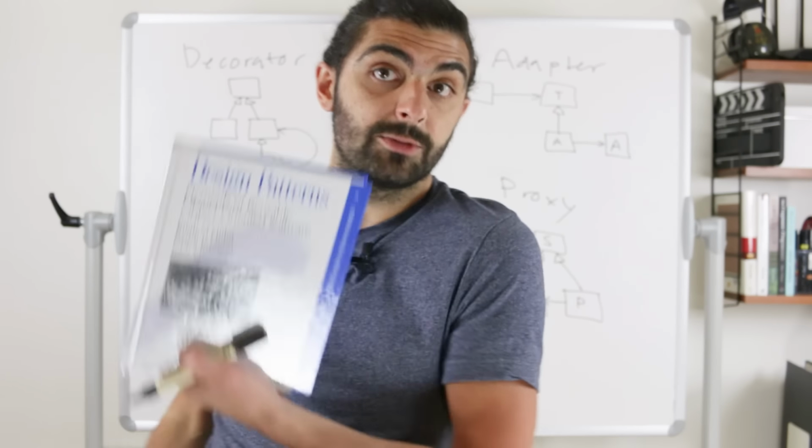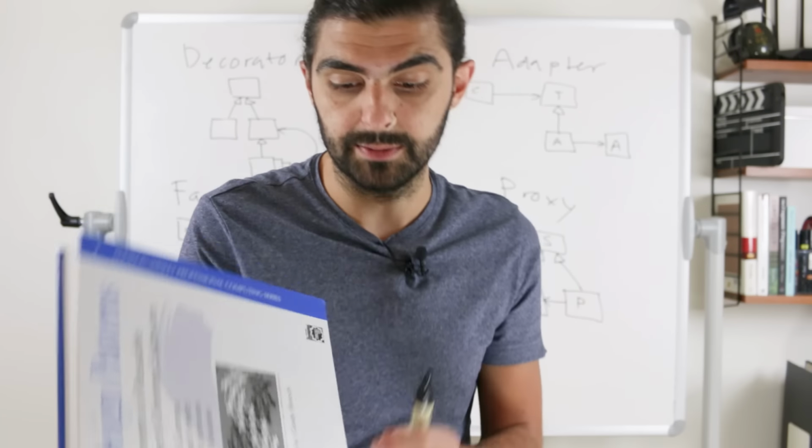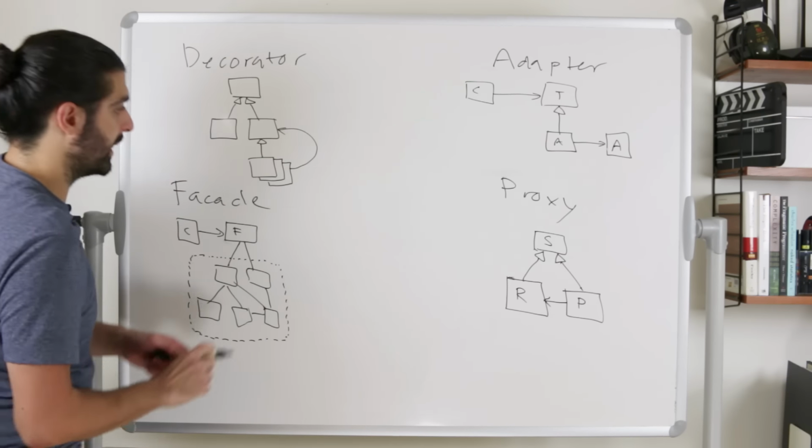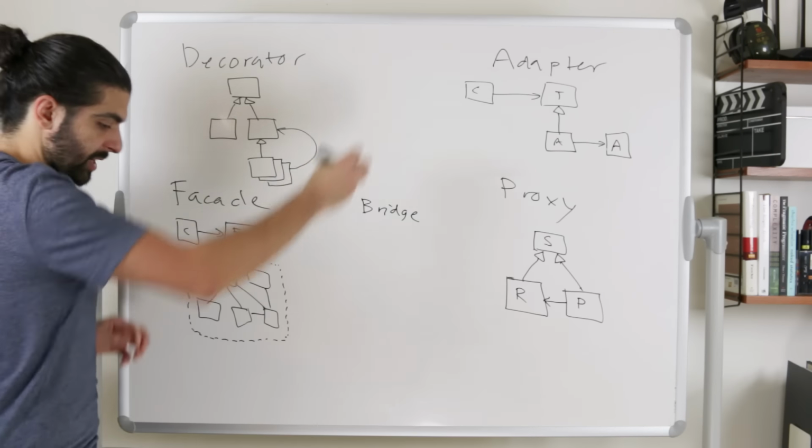So for the bridge pattern, we have to get to this book: Design Patterns, Elements of Reusable Object-Oriented Software. Let's look at the bridge pattern. Actually, let me move this bridge pattern header here and put it here instead to give me some more space, because we actually have a lot of space here.